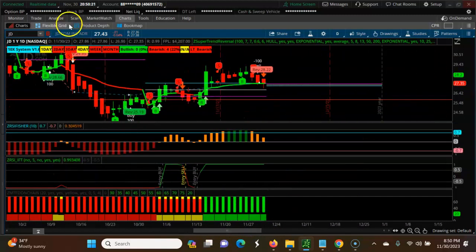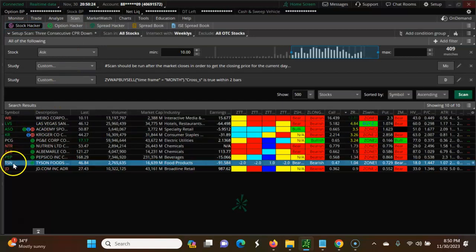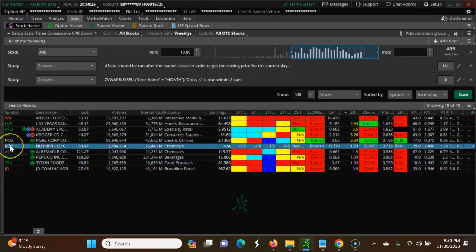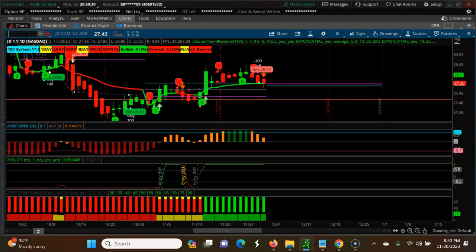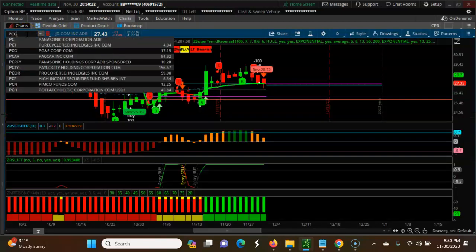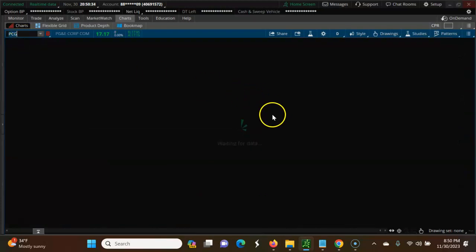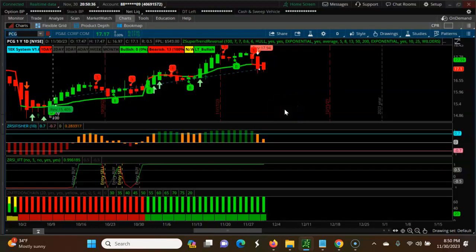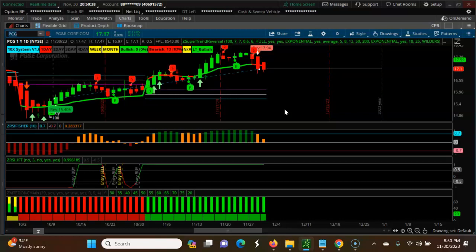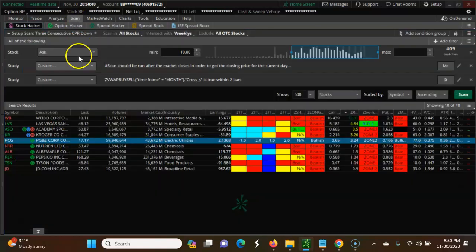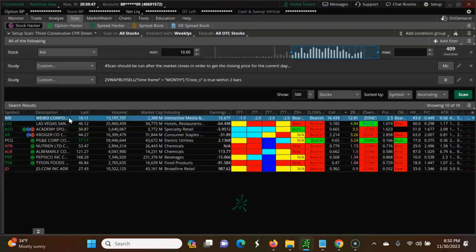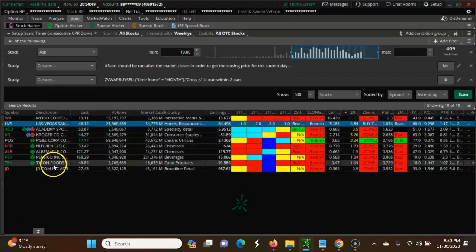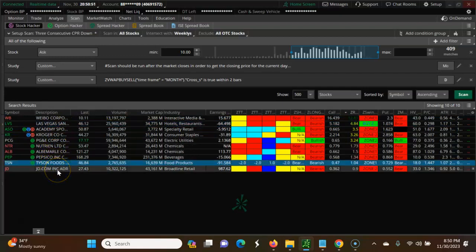Okay, so the right setup is TSN, ALB, NTR. Let's look at PCG. PCG not the right setup. Okay, so I think LVS, a good one. WB, so LVS, WB, and TSN. JD is not the right setup.